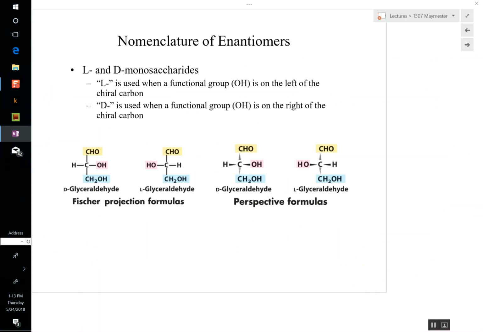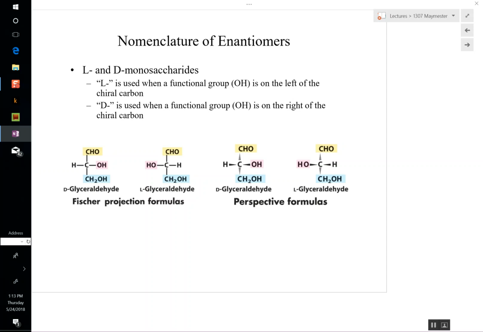And here's D and L-glyceraldehyde. You see D, the OH is on the right. L, the OH is on the left. This is a perspective drawing of it. But here is the Fischer projection. In other words, we've smushed it flat into a two-dimensional drawing.